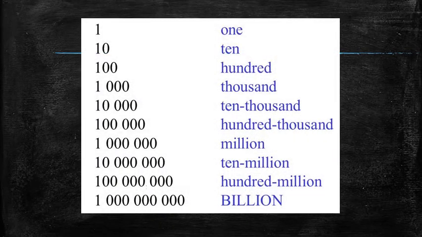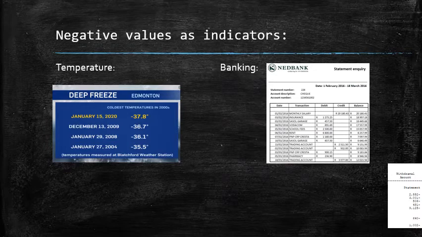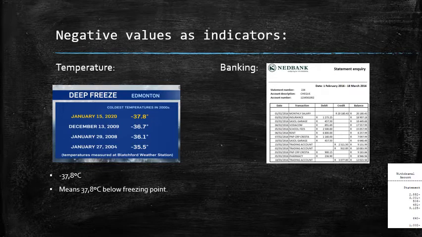Here is just a reminder of how we work with this, and here you can see where all the thousand separators go. If we start looking at negative values as indicators, and we have a look at temperature and banking, for instance. If we look at these temperatures and we have negative 37,8 degrees, then we need to remember that it means it's 37,8 degrees below the freezing point, and freezing point would be 0 degrees Celsius.